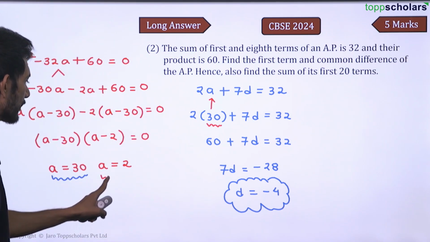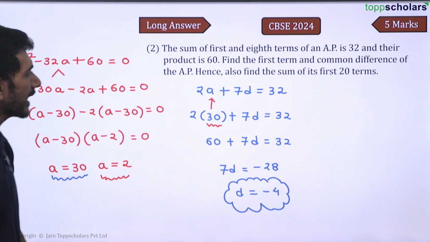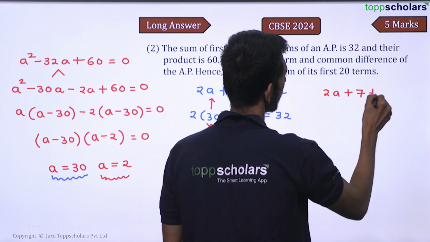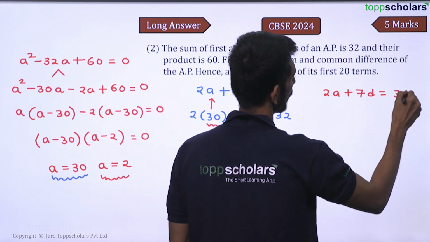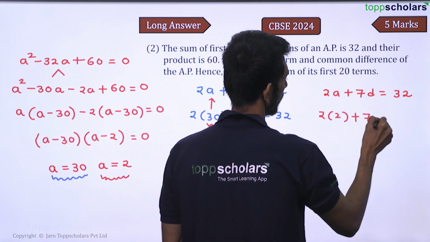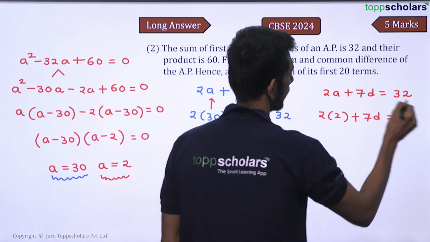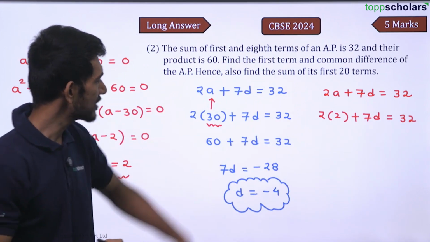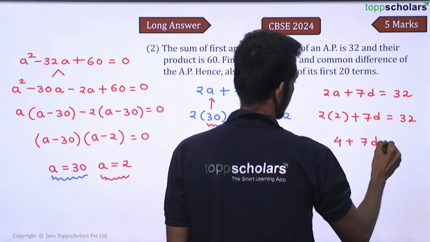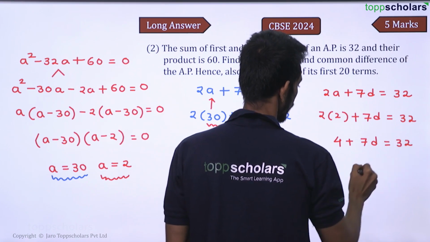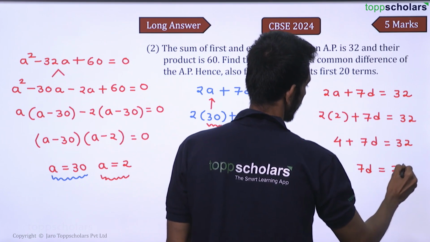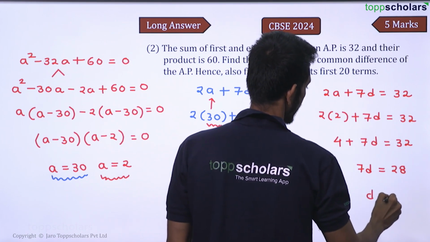Now put A as 2. If I put A as 2, I have 2A plus 7D is equal to 32. So 2 into 2 plus 7D is equal to 32. I am putting A as 2 now. So I get 4 plus 7D is equal to 32. So 7D is equal to 28. So D becomes 28 divided by 7, which is 4.